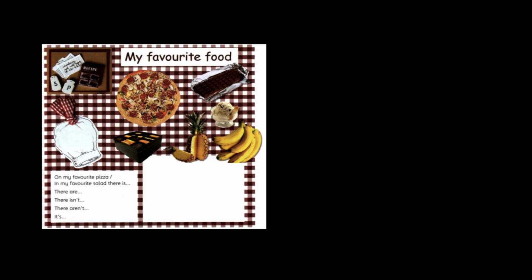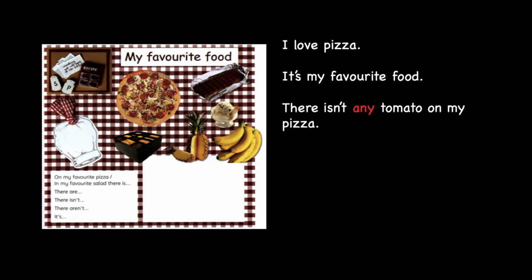Now you have learned all the structures and you are ready to write your own posters. Mr. Pui will give you an example of this poster. If you are writing this poster, you can write like this. I love pizza. It's my favorite food. Favorite here means the thing you love the most. There isn't any tomato on my pizza, so I cannot see any tomato here. I can use the word any. There aren't any peppers. I can't see any peppers here, so I can use the word any.